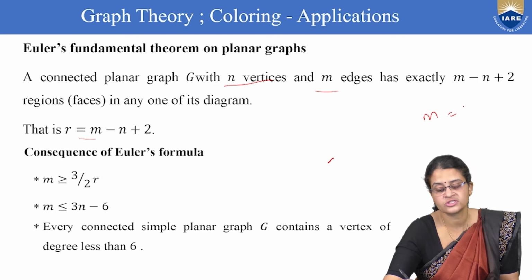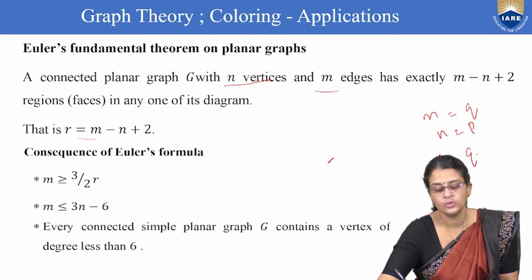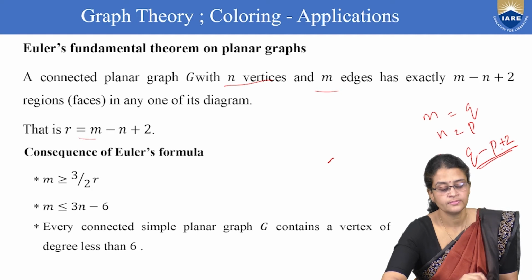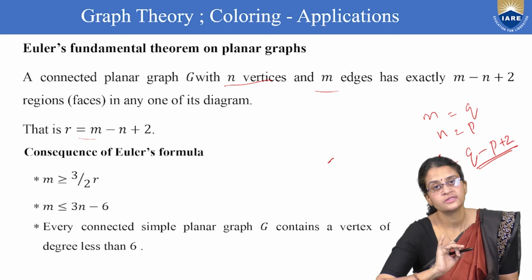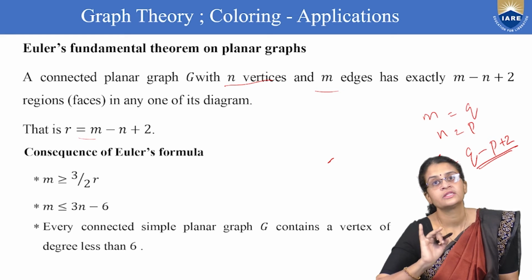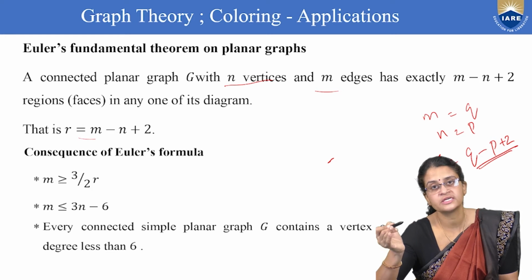sometimes we might use m as q and n as p, then R equals q minus p plus 2. Okay. Then as a consequence of Euler's formula we have m is greater than or equal to 3 by 2 r and m is less than or equal to 3n minus 6. Also, every connected simple planar graph G contains a vertex of degree less than 6. Whenever G is a simple connected planar graph, then G can have at most vertex degree of 6.